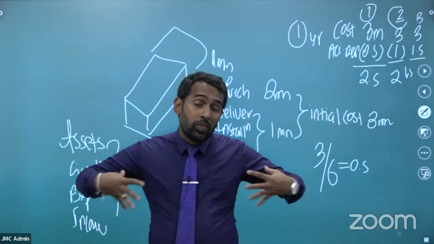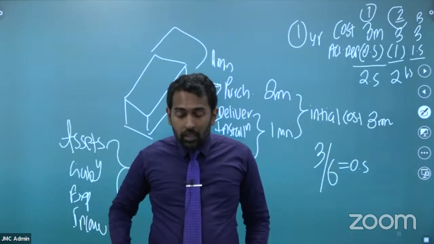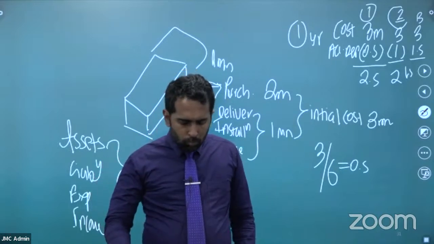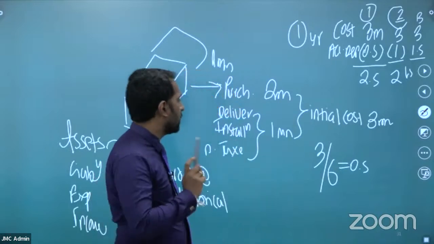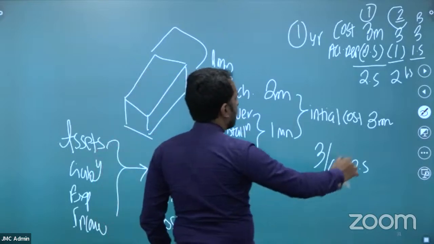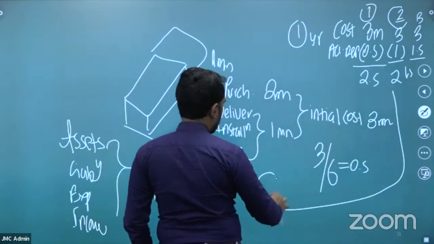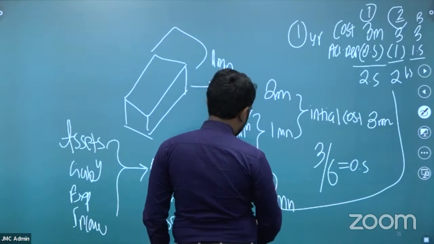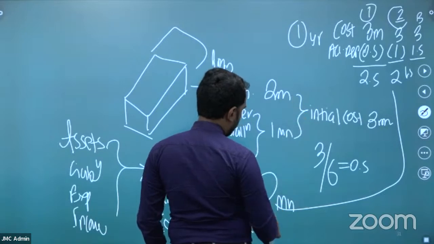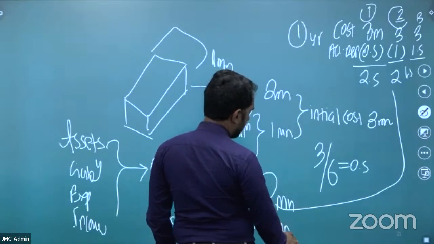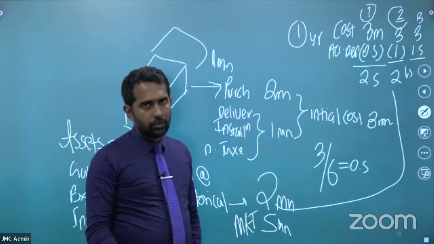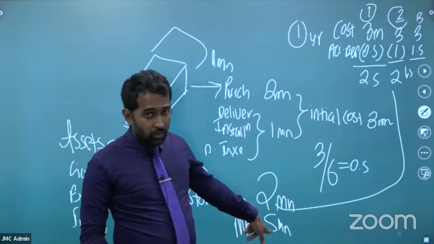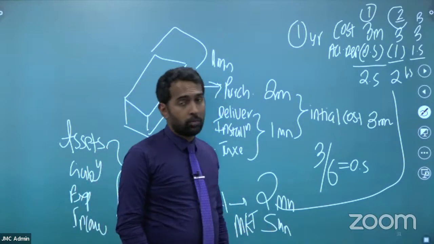Historical cost means the cost we really incurred. This particular machine, at the end of the second year, is not 2 million. Let's say in the market this machine has a value of 5 million. In the market it has a value of 5 million, but in our books it's 2 million.